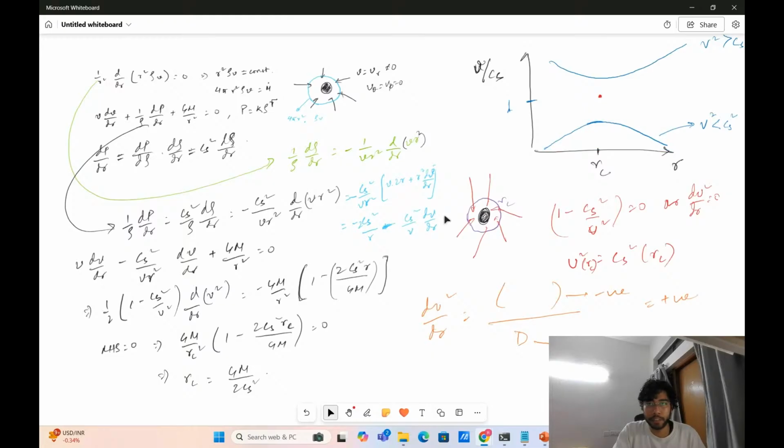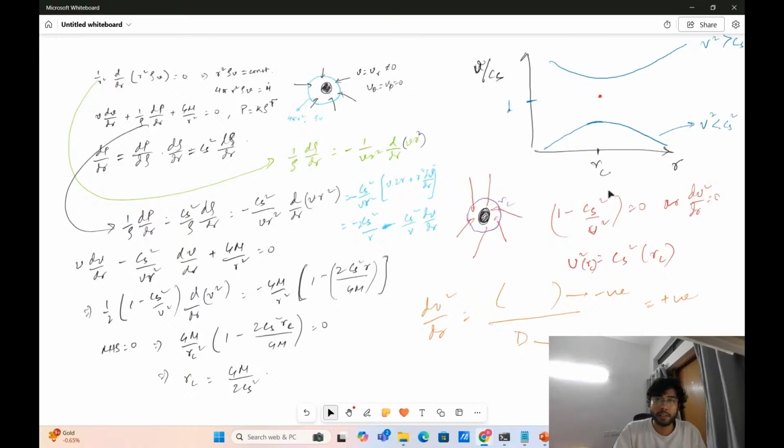And then if you see at r greater than rc, this numerator will become, instead of negative, positive, because this inside term will become negative. So this will become positive, and this overall dv square dr will become negative, because the denominator is already negative. So dv square dr will become negative, and then v will decrease with radius. Right? Is that clear?